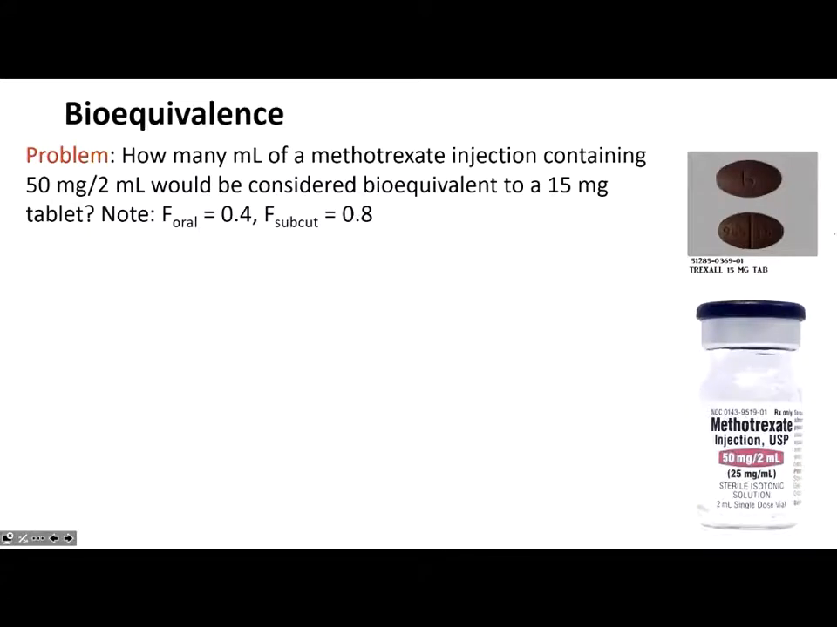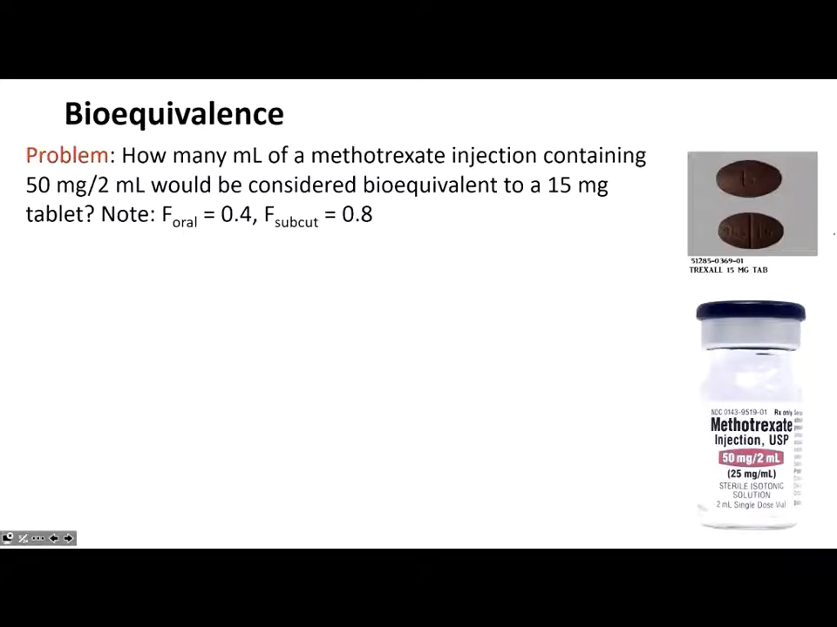So let's do a question here. This may be a little more interesting to tie that same idea together. It says, how many milliliters of a methotrexate injection containing a concentration of 50 milligrams per 2 mLs would be required, or would be considered to be bioequivalent to a 15 milligram tablet? And it does come in a 15 milligram tablet. For whatever reason, we want to give that same amount of methotrexate by an injection.